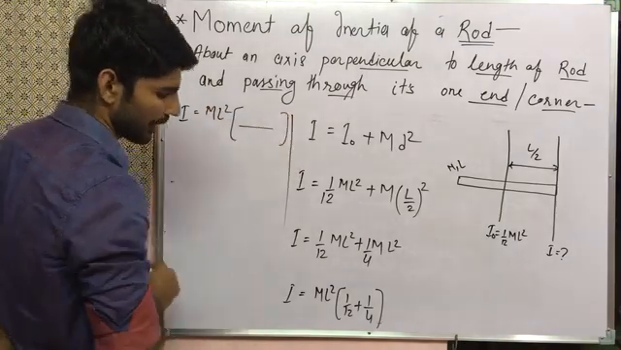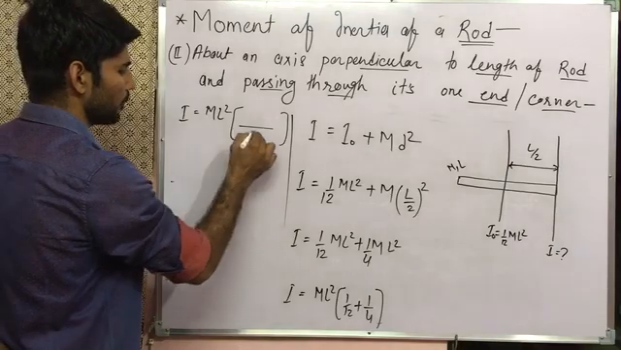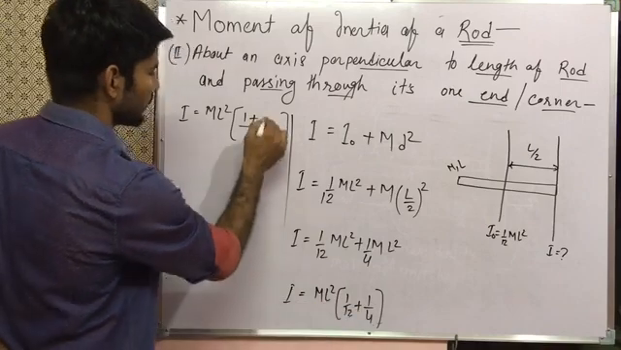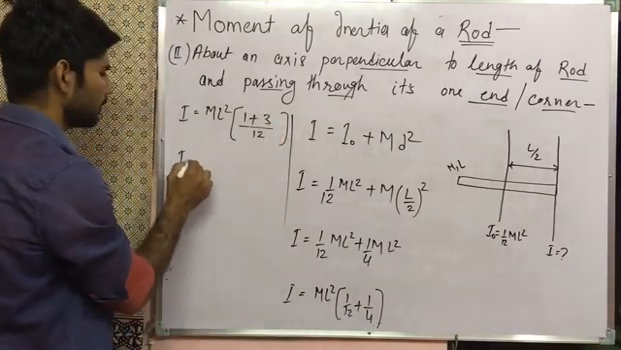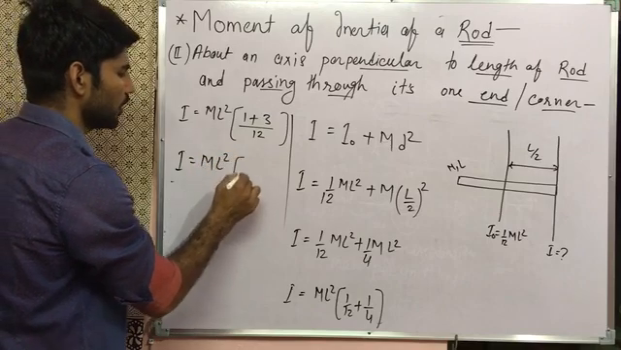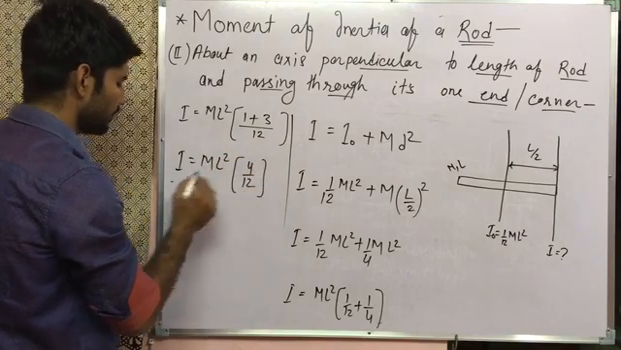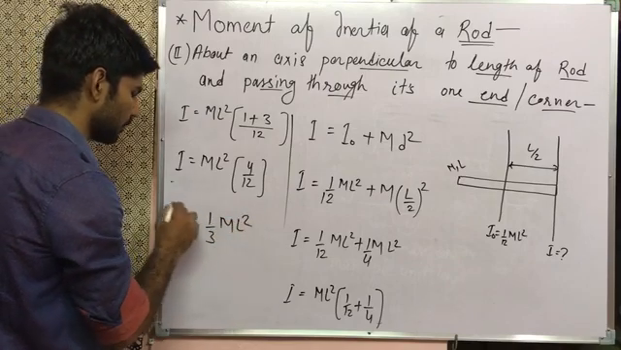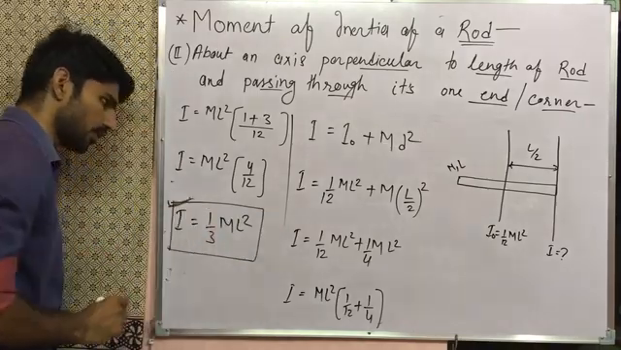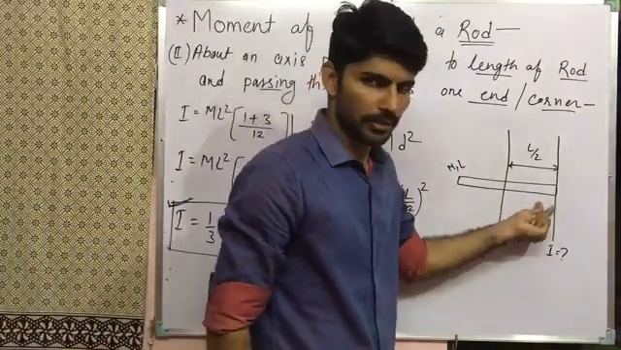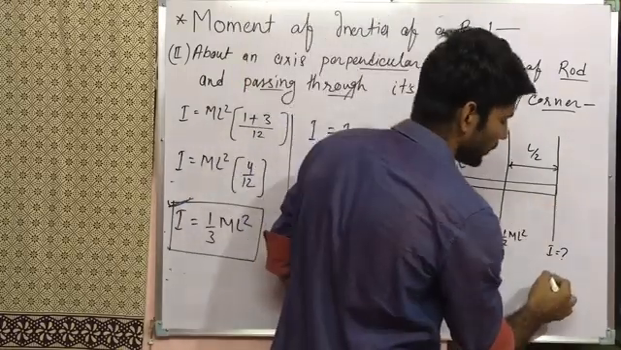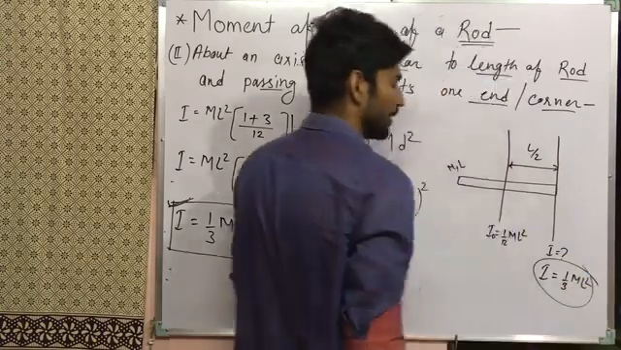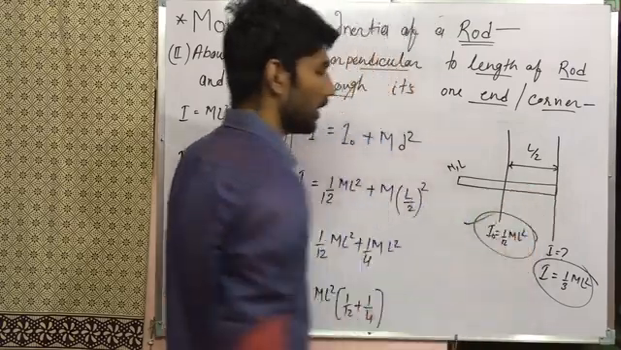and you can take LCM of 12 and 4. LCM of 12 and 4 is 12, and 12 ones are 12, so here 1, and 4 threes are 12, so this will be 3. So I will be m L square 4 by 12, which will be 1 by 3 m L square. This is the moment of inertia for a rod about an axis perpendicular to the length and passing through one end or one corner. So the moment of inertia about this axis is 1 by 3 m L square, and moment of inertia about this axis is 1 by 12 m L square.